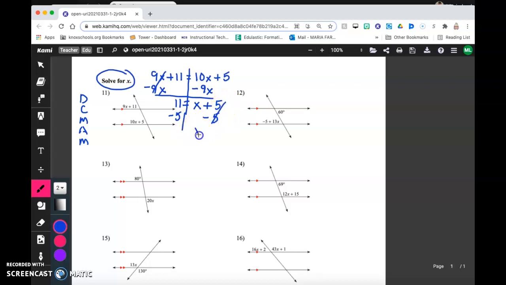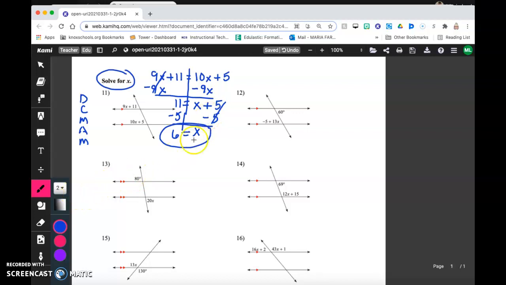Zero pair leaves us x equals 11 minus 5, which is 6. We do not have to do this last step, which is multiply or divide, because we do not have to separate the coefficient and the variable here. Notice we already have 1x, which is what we are looking for when we're solving an equation.